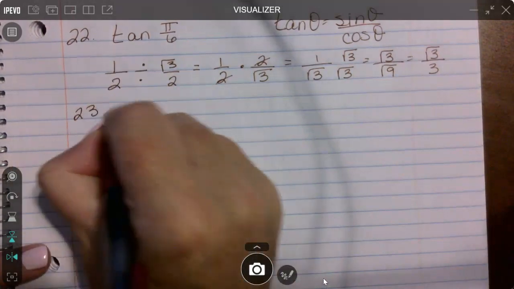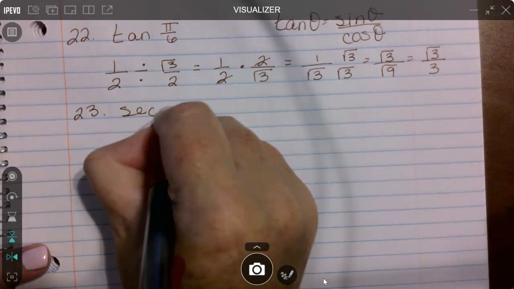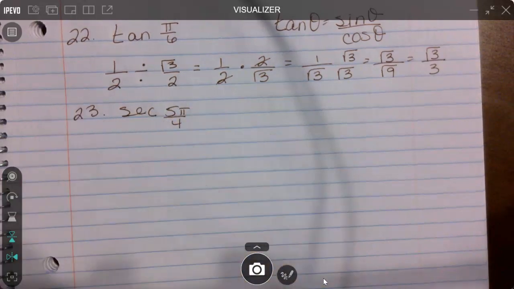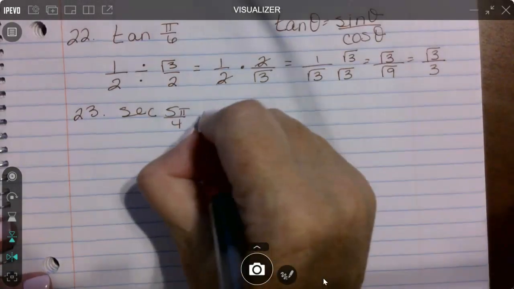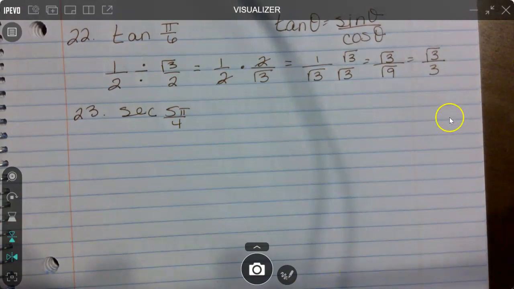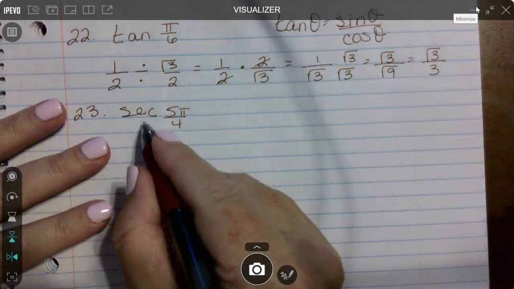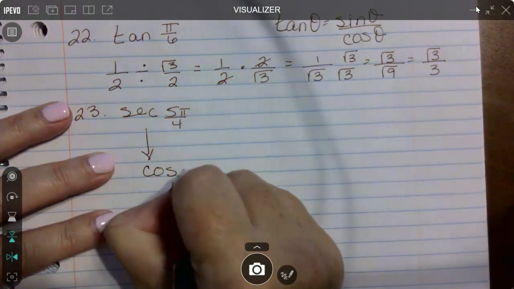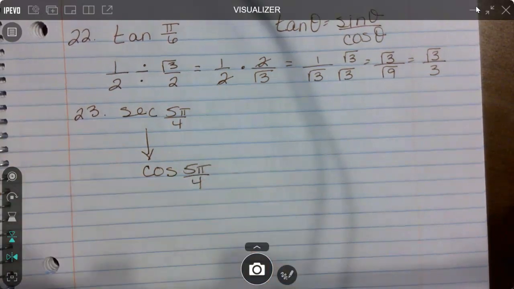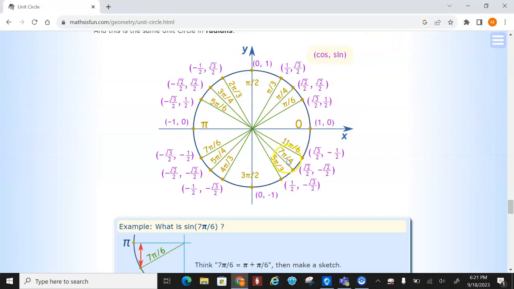Okay, 23. Secant of 5 pi over 4. There's an equal sign there. Oopsies. You can tell I'm probably not a really good secretary. What is the reciprocal of secant? Correct. It is cosine. So what we're going to go do is go find cosine. 5 pi over 4. Ooh, there's 5 pi over 4. And cosine is the first. We get negative square root 2 over 2.